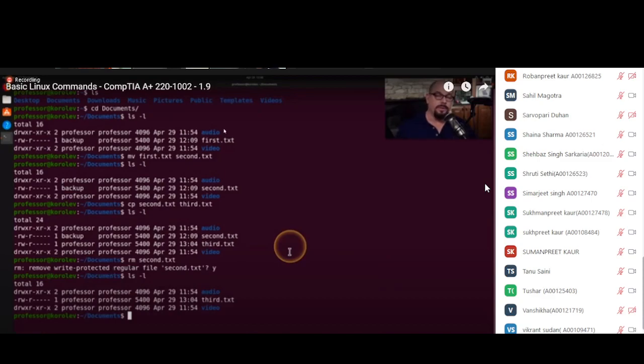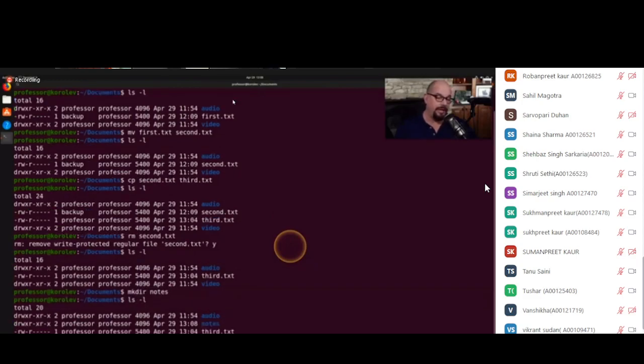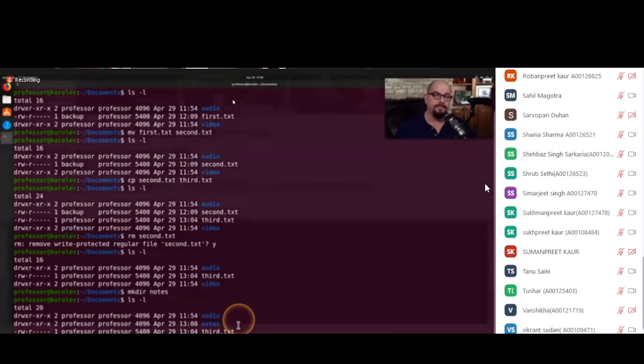I'd like to also create a directory for notes. So if we use mkdir notes and then perform an ls -l, you can see that I now have a new folder that's been created called notes.